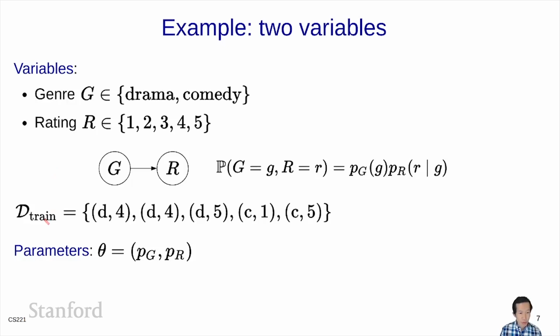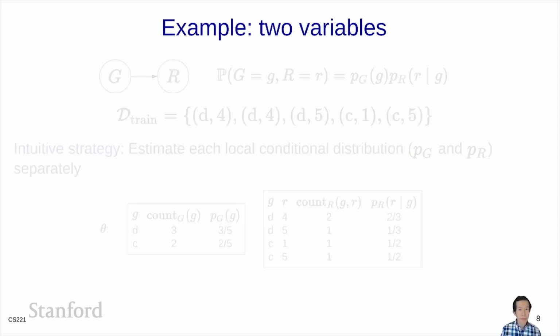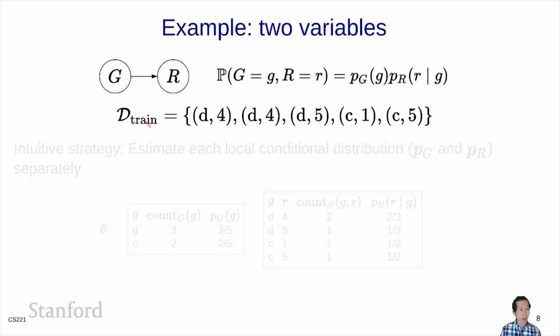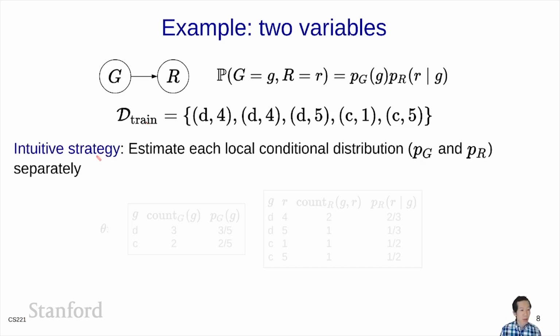So now we're given some training data. Each training point, remember, is a full assignment to all the variables. So we have G equals D and R equals 4 here. So now, how do we estimate the parameters given this more complicated Bayesian network? Following our nose again, an intuitive strategy is that we're just going to estimate each local conditional distribution separately and see what happens.